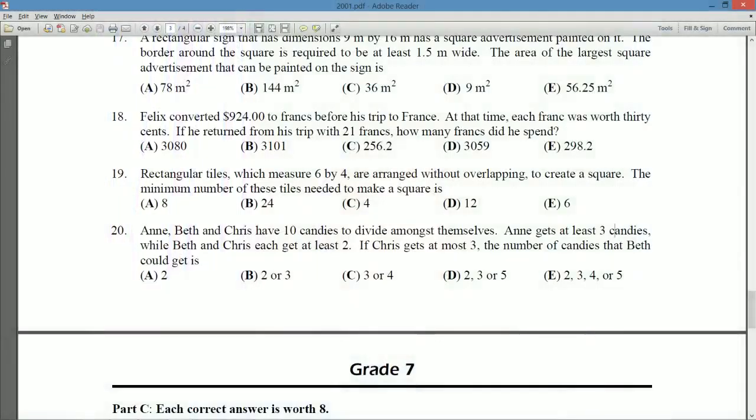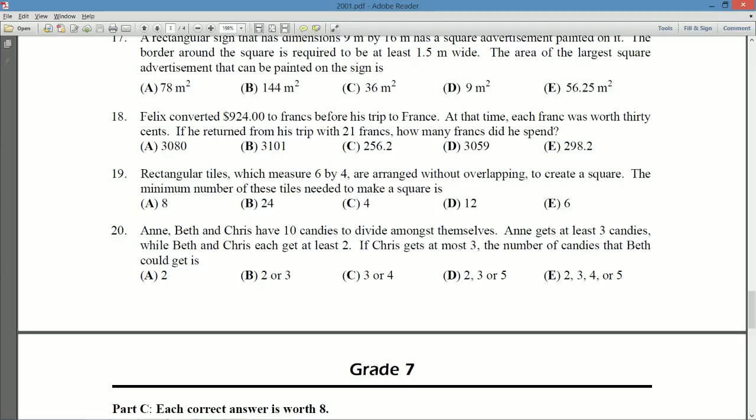Rectangular tiles, which measure 6 by 4, are arranged without overlapping to create a square. The minimum number of these tiles needed to make a square is... Okay. So this is a bit of a challenge here.